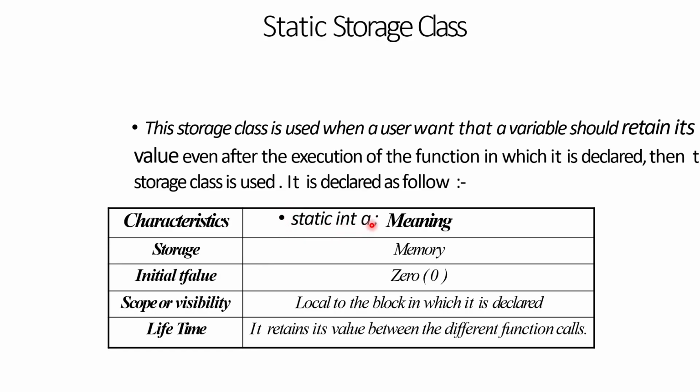So here what is defined is that the data type of a is integer and the storage class of a is static. That means the initial value of a will become 0, and its scope or visibility will be local to the block in which it is declared. But lifetime is different. It retains its value between different function calls, and this is a very vital difference with respect to automatic storage class.